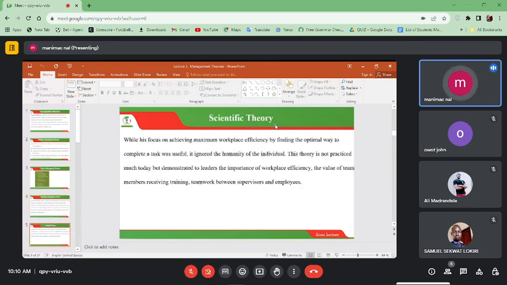More than that, this scientific theory focuses on achieving maximum workplace efficiency by providing the optimum way to accomplish a task, and it also ignores the humanity of individuals. The theory is furthermore not practiced in the same way today, because leaders now look not only at workplace efficiency, but at the value of team members receiving training, and at teamwork between supervisors and employees.